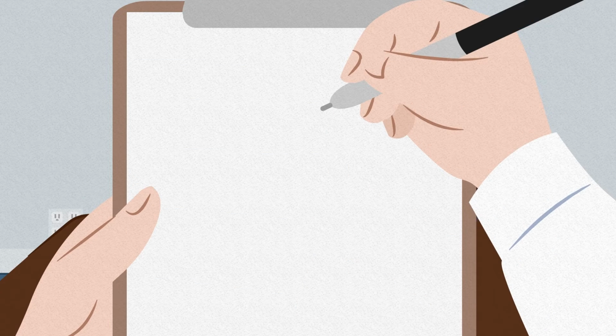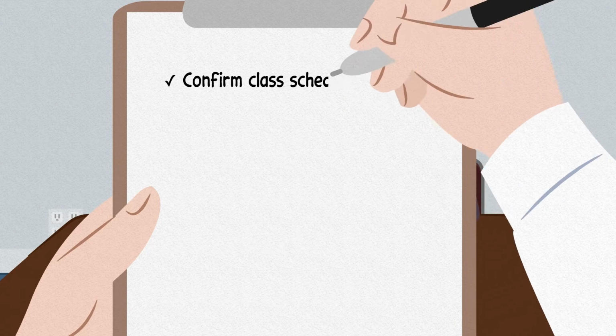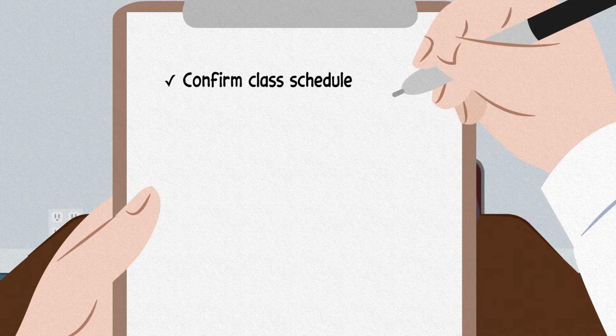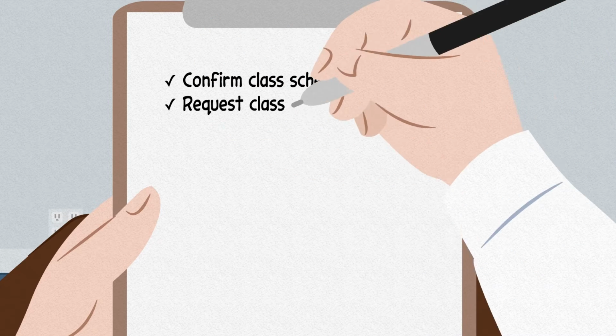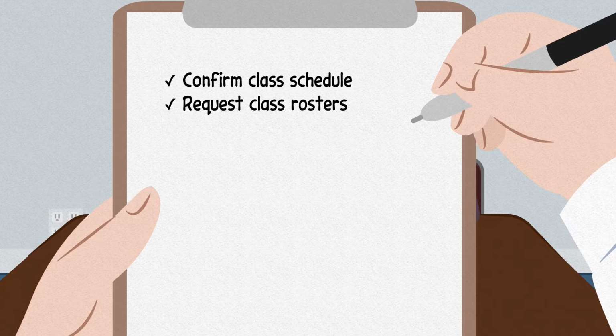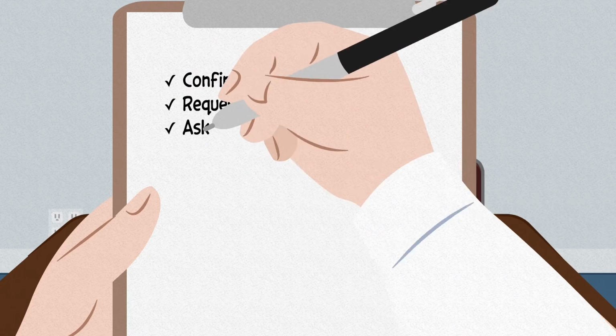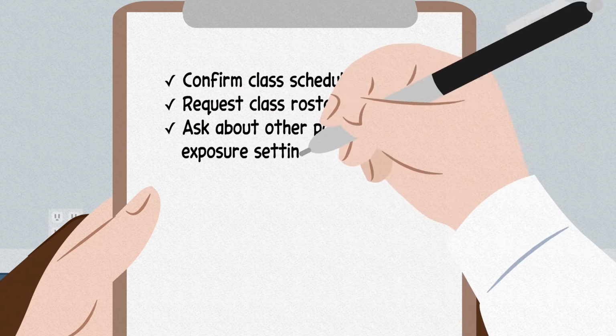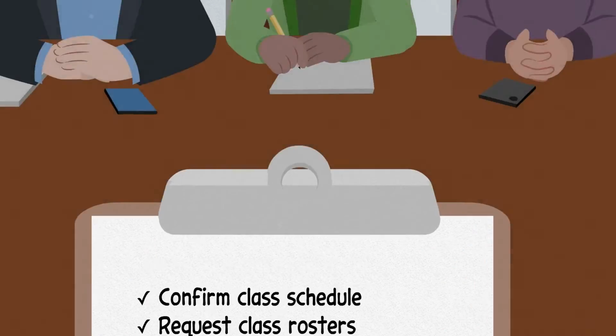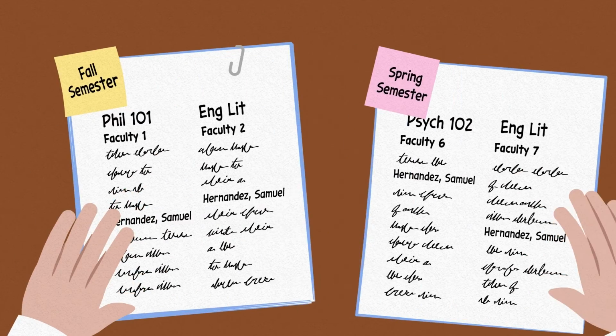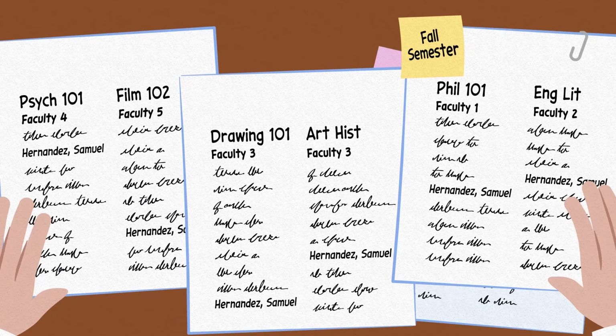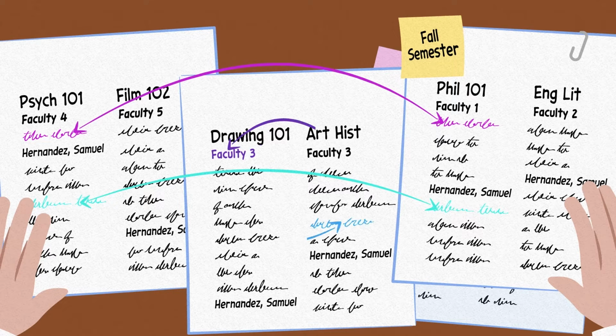Even though Samuel told you what classes he was taking and gave you his schedule, you'll want to confirm the accuracy of the information with the Dean of Students. You'll need the list of students and faculty potentially exposed. You'll also want to ensure that no other possible exposure settings were forgotten. Requesting class rosters will allow you to look for the names of students and faculty who may have shared multiple classes with Samuel during the infectious period. This helps to identify contacts based on the environment and their exposure time.